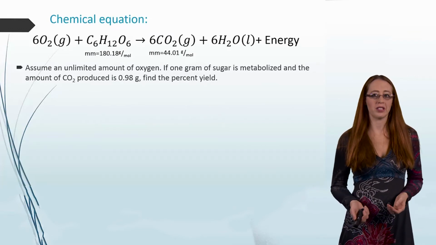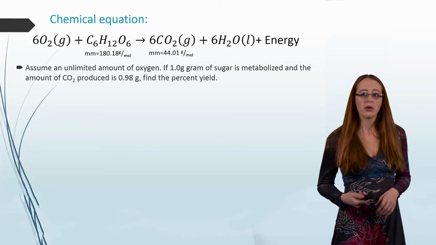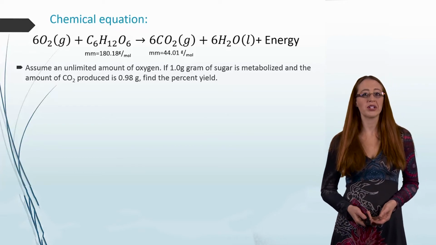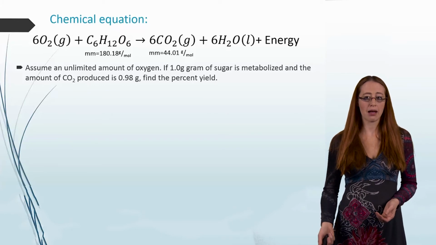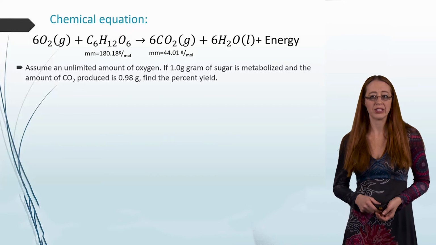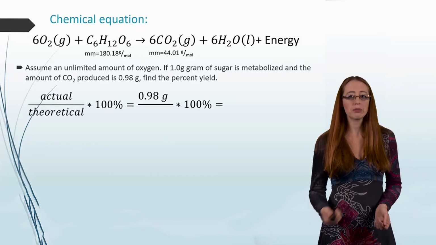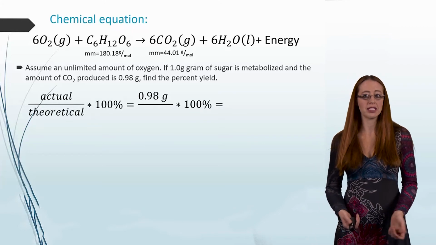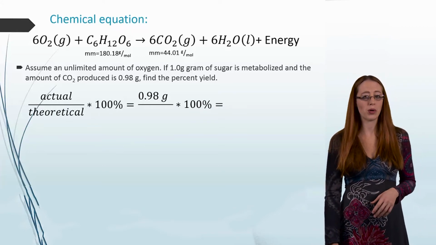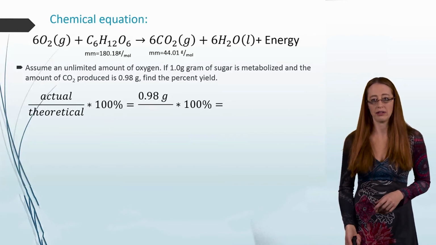So now let's do a chemical equation. Here we have a metabolic reaction where we have an unlimited amount of oxygen, or that's what we're assuming, and we have a 1 gram sample of sugar being metabolized to produce an amount of CO2. It produces 0.98 grams, and I want to know the percent yield of this. So we know that our percent yield is actual over theoretical times 100%. And I tell you the actual yield. I tell you that we get 0.98 grams of CO2. So now we have to figure out the theoretical yield.